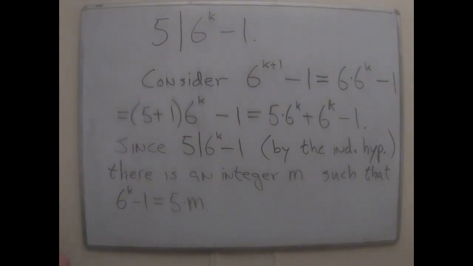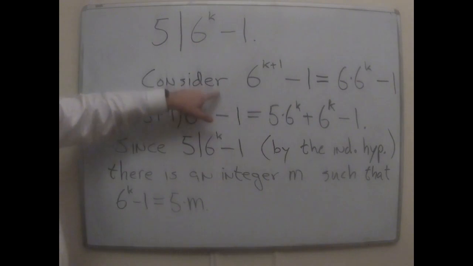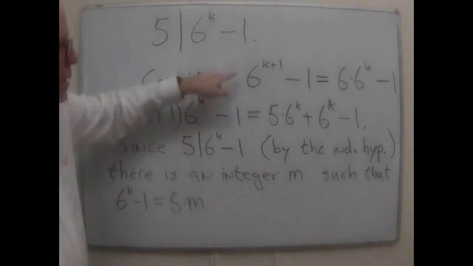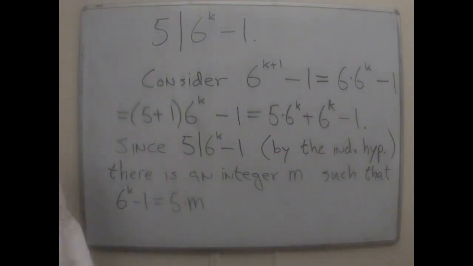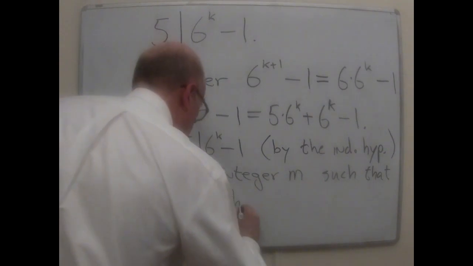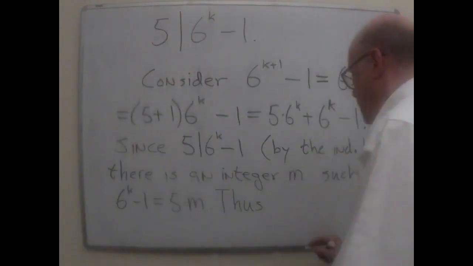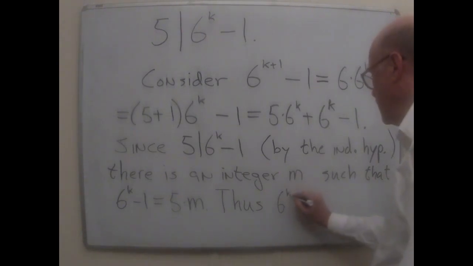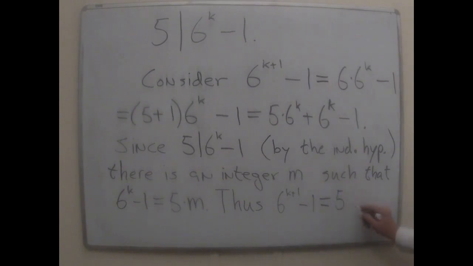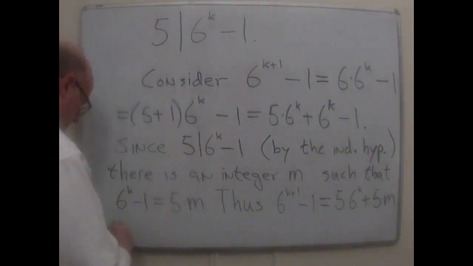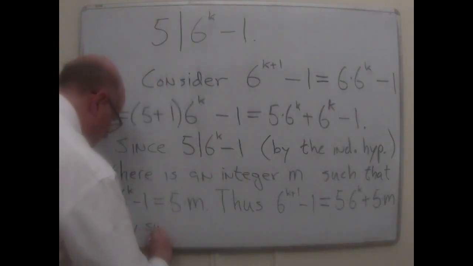Okay, great. So that means, looking at this original consider sentence, 6 to the k plus 1 minus 1 can be re-expressed as 5 times something plus 5 times m that we just got. Let's just do that for our reader. Thus, 6 to the k plus 1 minus 1 equals 5 times 6 to the k plus 5 times m. If you need a justification for that, it's simply substitution.